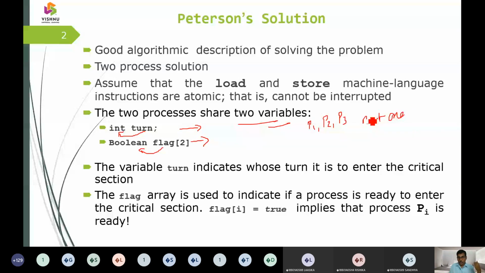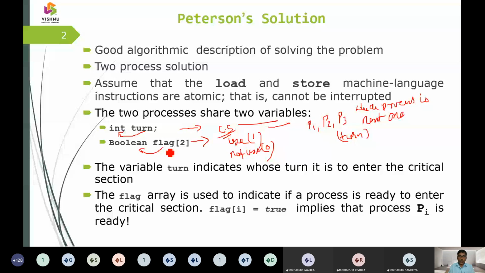Which process is the next one, that is done with the turn variable. The flag is Boolean, whether it is in use or not in use: the critical section, whether it is in use or not. When it is not in use, we call it 0. When it is in use, we say it is 1. So the flag indicates two values, 1 and 0.